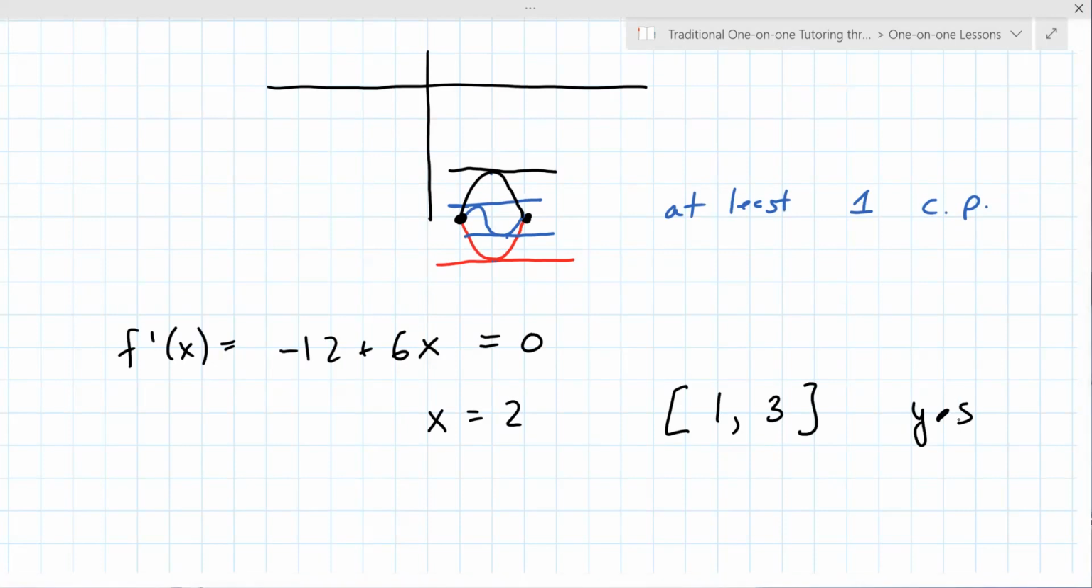So what if it's not in the window? Then it violates Rolle's theorem. It has to be. You made a mistake. I'm sorry, that's the right answer. You made a mistake if it's not.